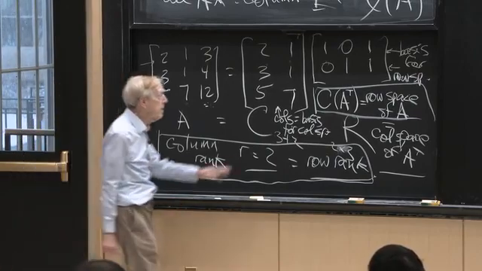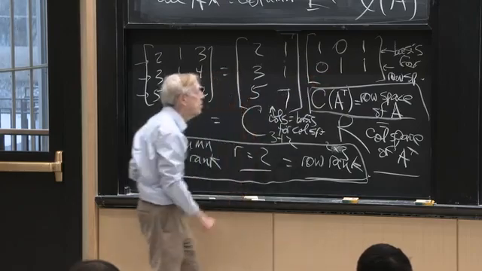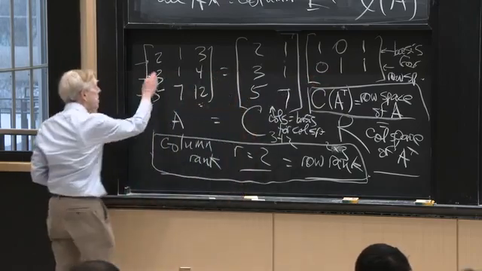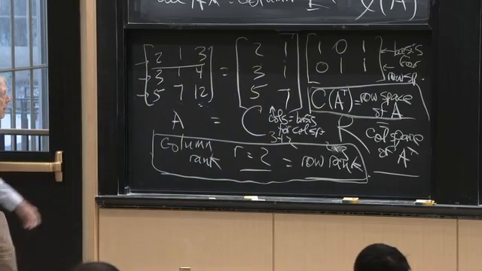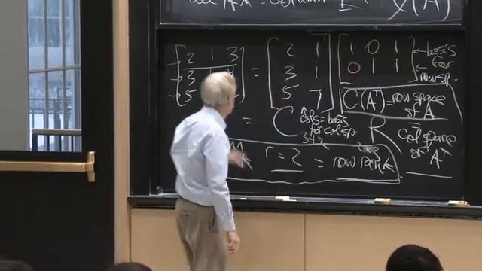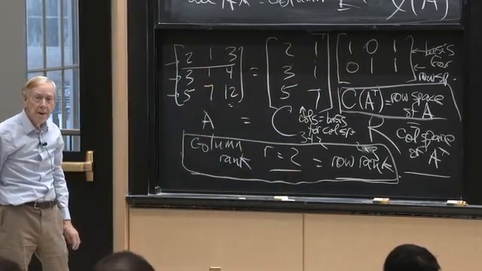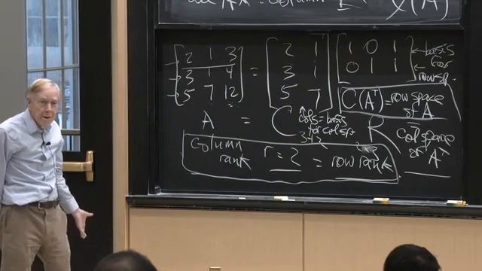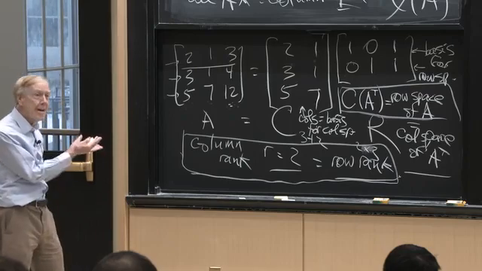So I claim that this is a basis because what combination of those 2 rows would produce this first row? Let me just ask you that. What numbers should I multiply these 2 rows by to get the first row of A? 2 and 1. And where do you find 2 and 1? It's sitting there in C.